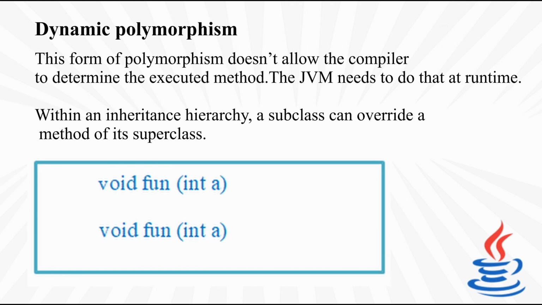Next is dynamic polymorphism. This form of polymorphism doesn't allow the compiler to determine the executed method. The JVM needs to do that at runtime. Within an inheritance hierarchy, a subclass can override a method of its superclass. Both methods implemented by the super and subclasses share the same name and parameters. However, they provide different functionality.